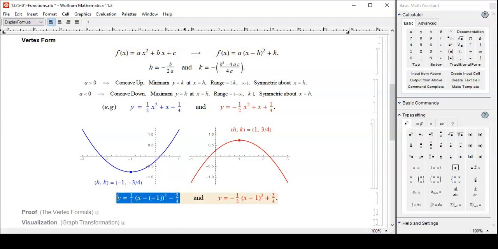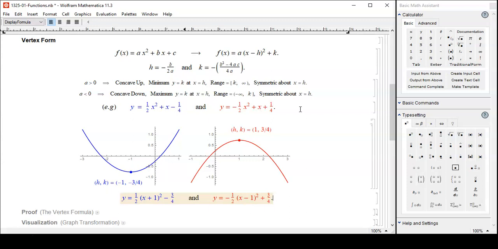But of course, nobody writes like this. Negative of negative 1, nobody writes like this. It's going to be better if you rewrite it like this. How did I lose color? Okay, there you go. These are the vertex forms, and these are the general forms of the same function.